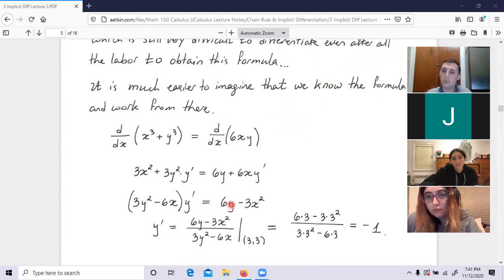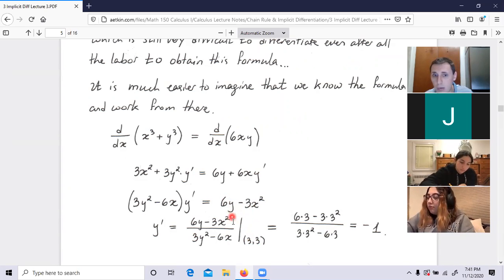So the solution will be involving the y, the unknown formula, and x. But fortunately, I'm finding the derivative at the point (3, 3). So I know that for whatever the formula is, y will equal 3 and x will equal 3. So I plug in 3 instead of both y and x, and that's what I obtain. You see this, guys? 6 times 3 minus 3 times 3 squared, divided by the same thing.